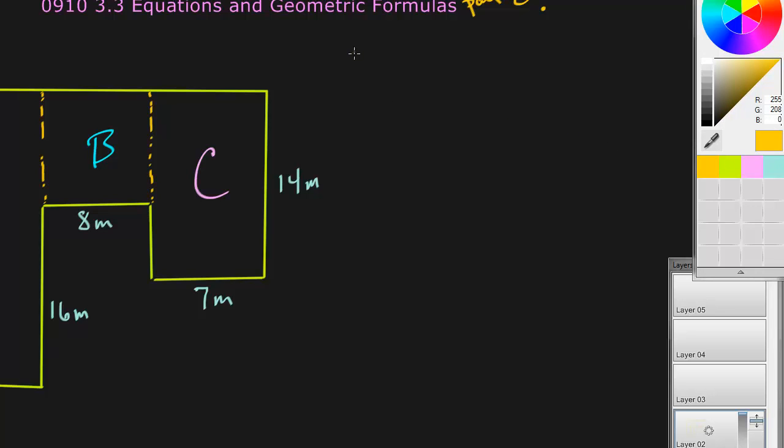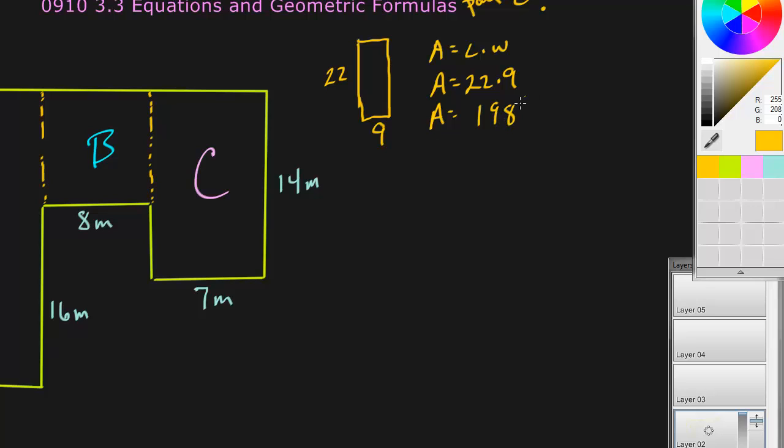Rectangle A would be this long one here. It is 22 by 9. For the sake of space, I'm going to leave the units out again. It is still area equals length times width on each one of these. We're just going to do 3 separate problems and add up the answers. I think you can see where this is going. This is 22 times 9, which is 198. That would be square meters. We'll put a box around that. We'll have to add that to the other two.